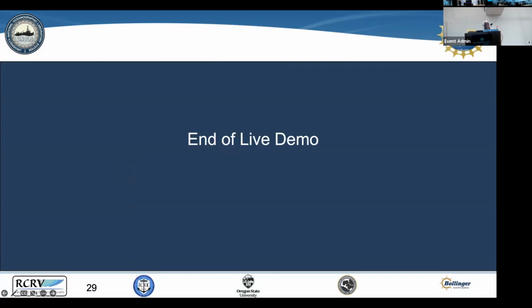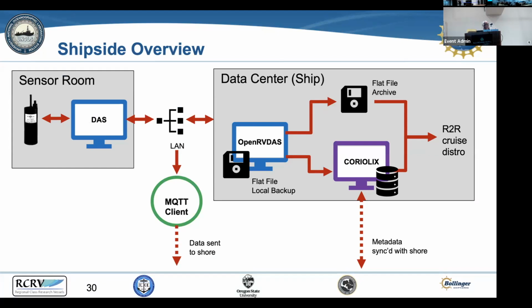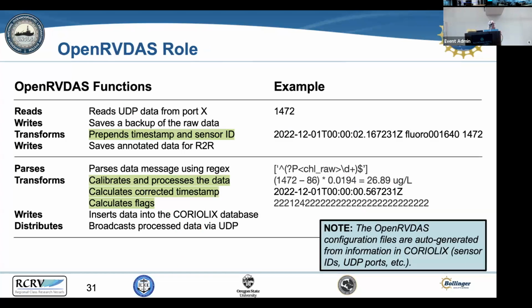Okay, so this next slide, when it pops up, is the slide I showed earlier of the ecosystem on the ship. And I'm just going to focus in on the OpenRVDAS component that I just mentioned, because I wanted to highlight the functions that OpenRVDAS does for us before the data get to Coriolix.